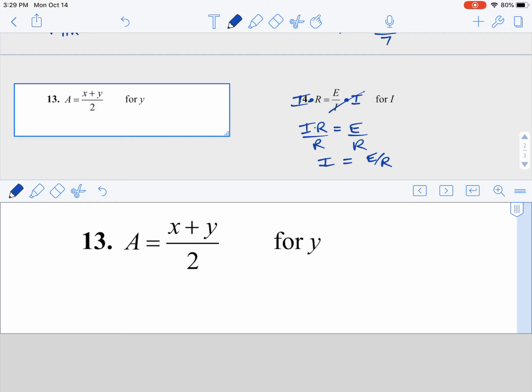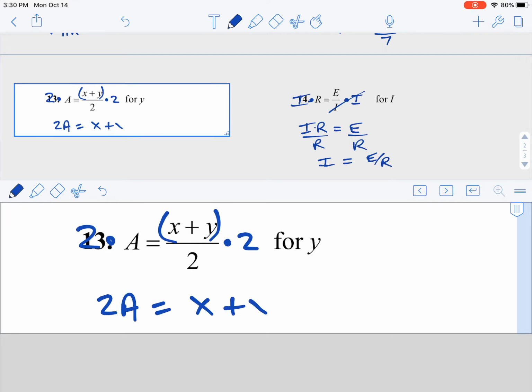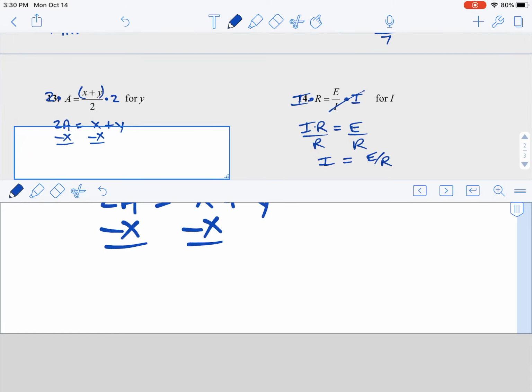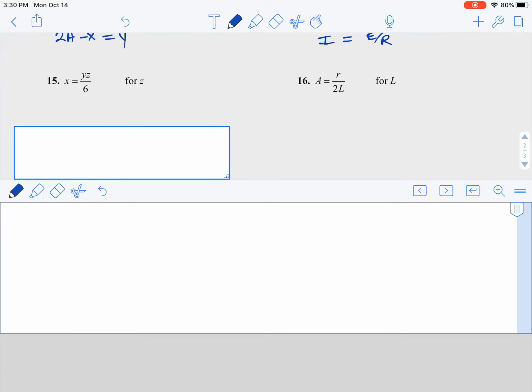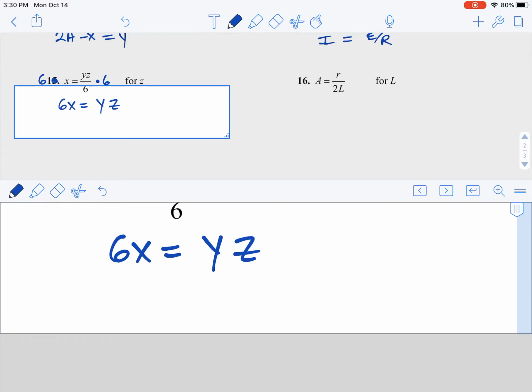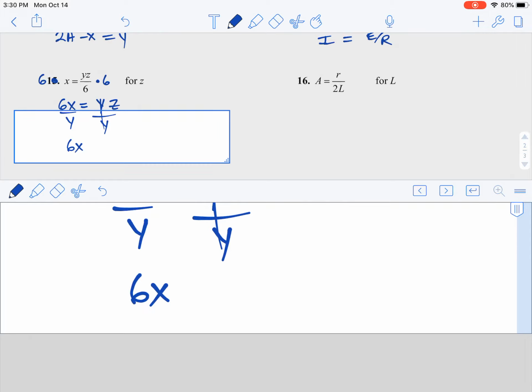For 13 here, pretty similar. Get rid of your dividing by 2 first, by doing times 2 to both sides. So 2a equals x plus y. To get y by itself, just get rid of your x. So 2a minus x equals y. Done. Let's see, 15 is pretty similar. Get rid of the dividing by 6 by doing times 6 to both sides. 6x equals yz. If you want to get z, divide by y. So 6x over y equals z.